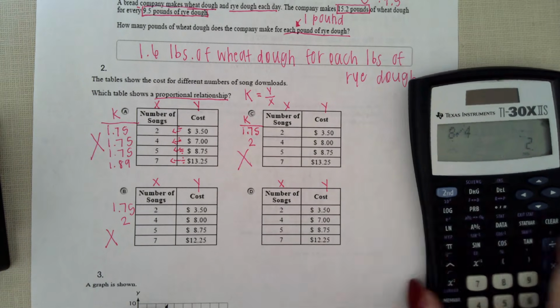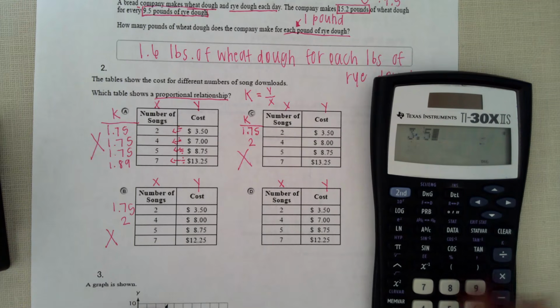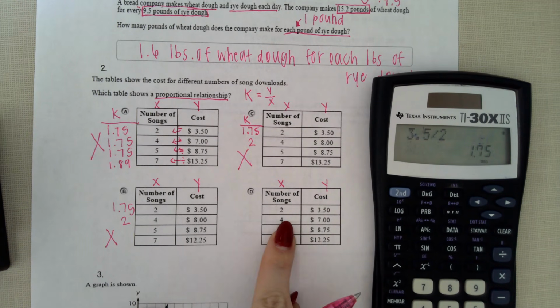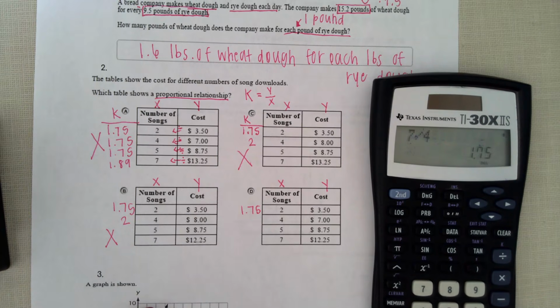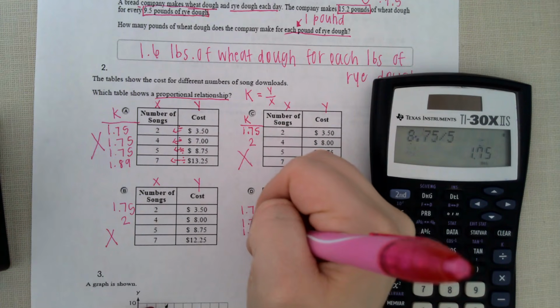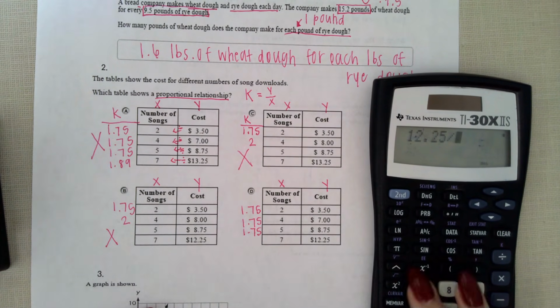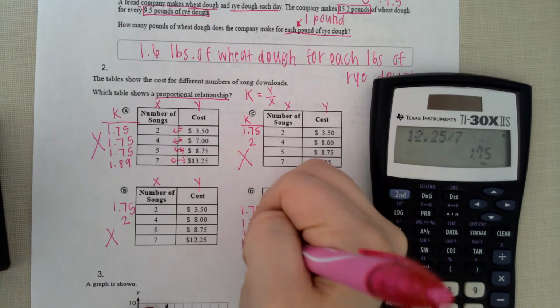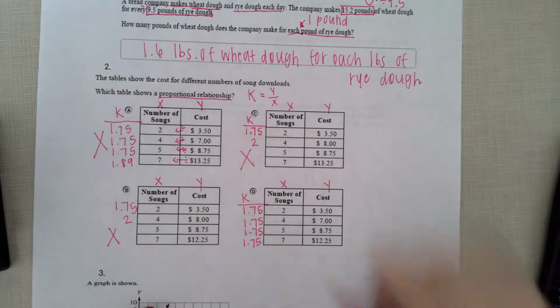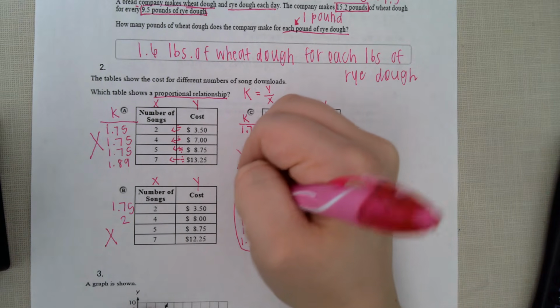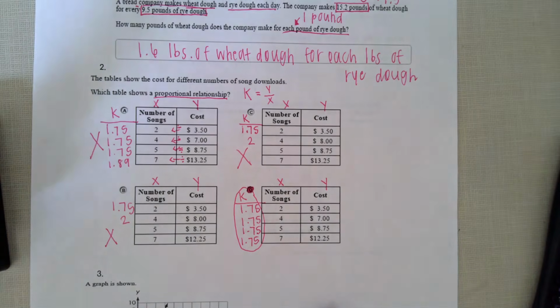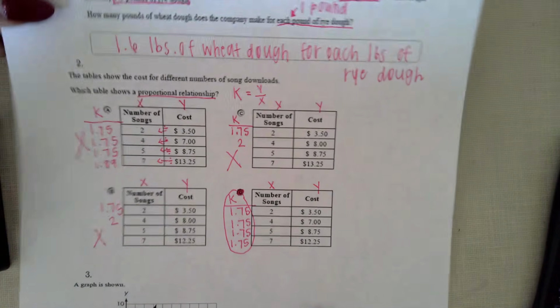And last but not least, let's look at D. I would do 3.5 divided by 2. Remember, we're doing y divided by x every single time. I get 1.75. 7 divided by 4, I get 1.75. 8.75 divided by 5, 1.75. And last but not least, 12.25 divided by 7, and I get 1.75. All of my constants of proportionality equal the same value, so I know that D is representing a constant of proportionality, or a proportional relationship.